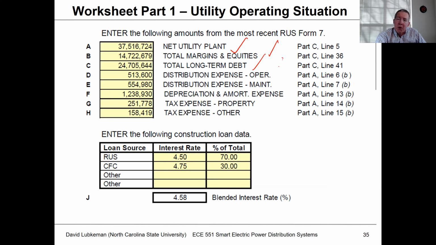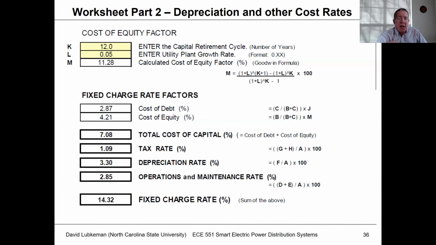You have to know, for your distribution system, let's say, what your operation and maintenance expenses are. What are your depreciation expenses? That's going to depend on how long the equipment lasts, and on your taxes. Given the interest rates you're going to be paying, you would use all this information to calculate this fixed charge rate. So again, there are components due to debt and equity and taxes, depreciation, et cetera. When you add all this up, this is where you get the fixed charge rate.